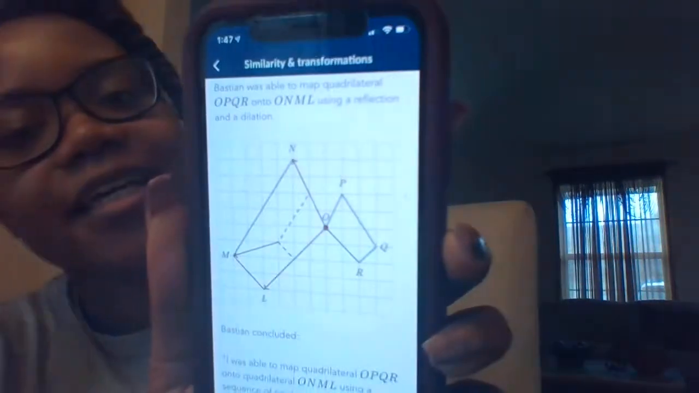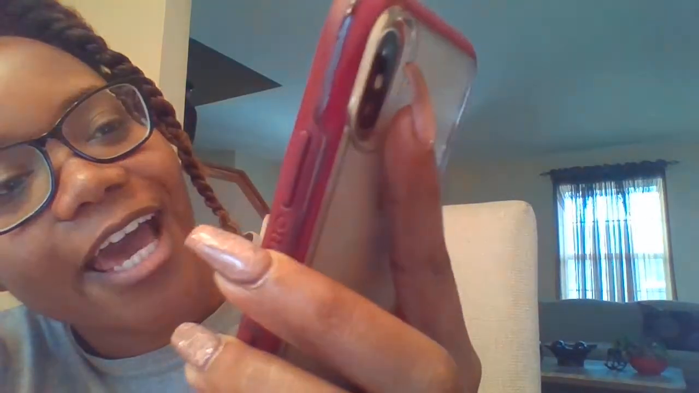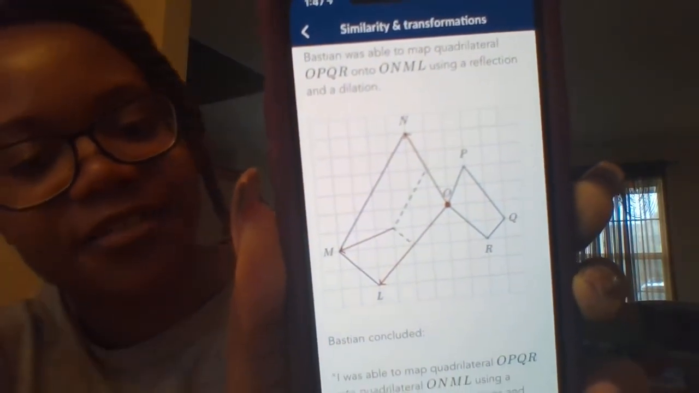Now let's take a look at the Khan Academy problem set that was assigned for this review topic. It's a little more challenging because they want you to think conceptually about what words like similar, congruent, and dilations are actually doing to the figures. So the first problem in my set, I was given this problem. It says Bastian was able to map quadrilateral OPQR onto ONML using a reflection and dilation.